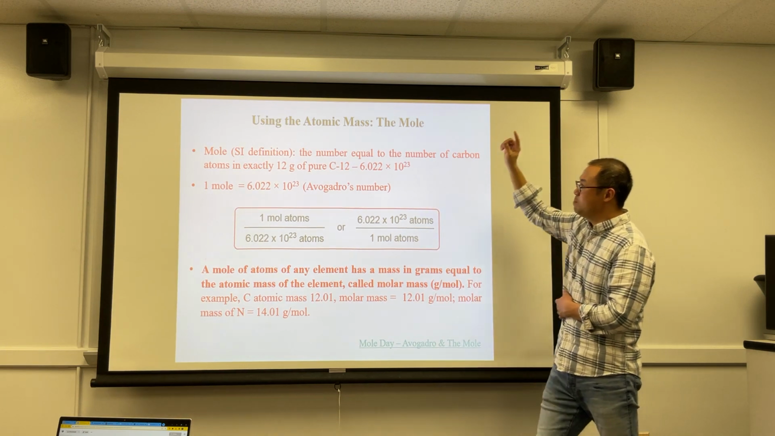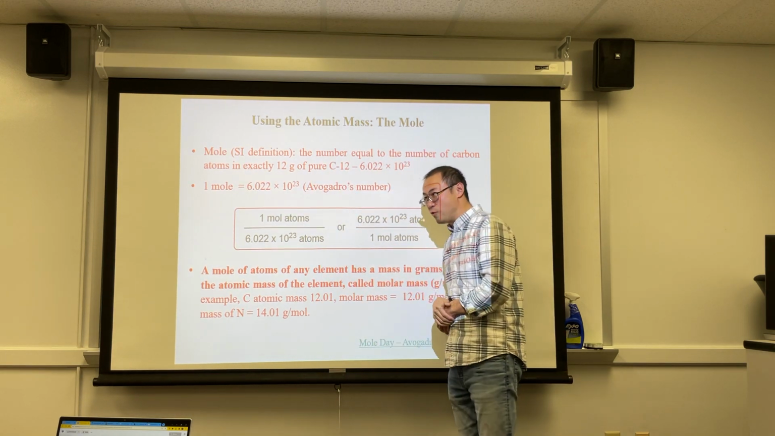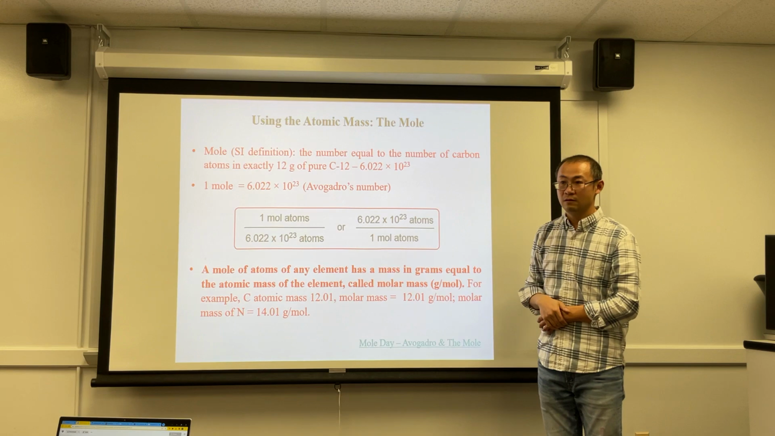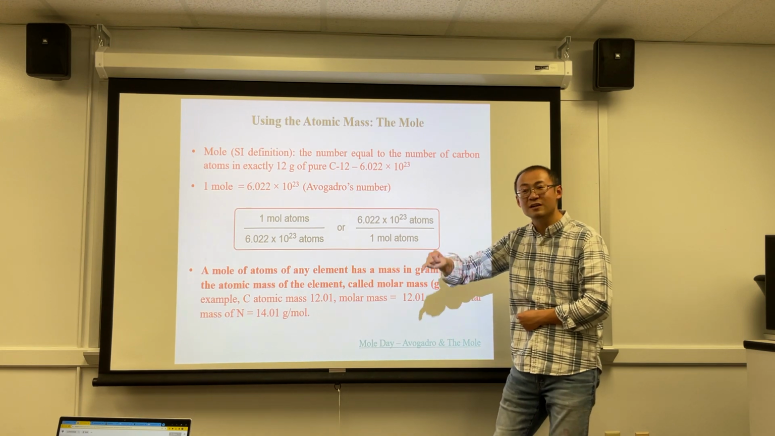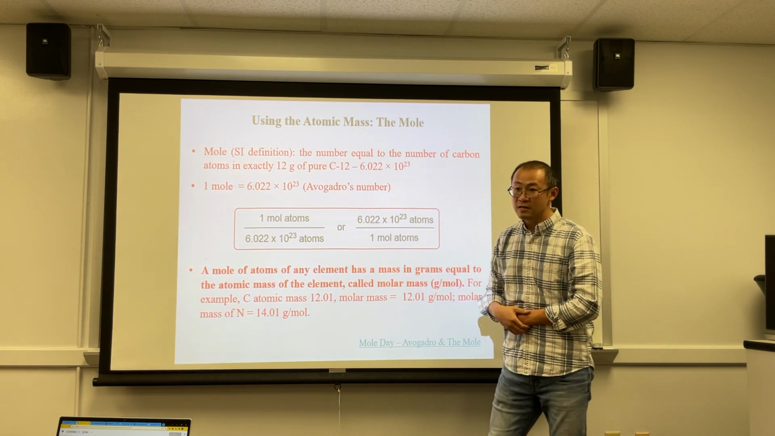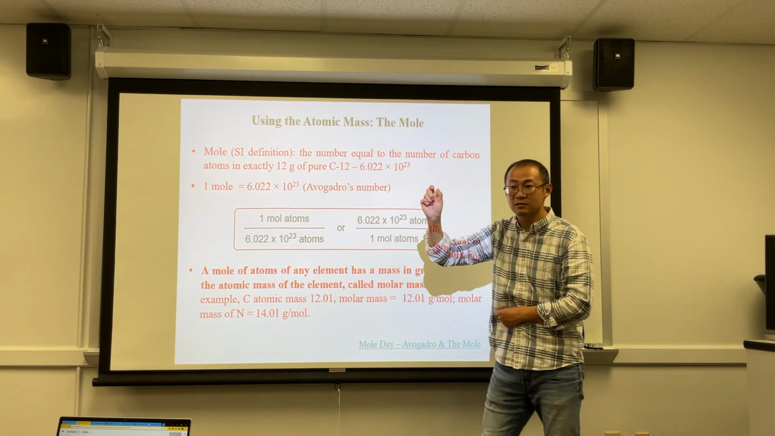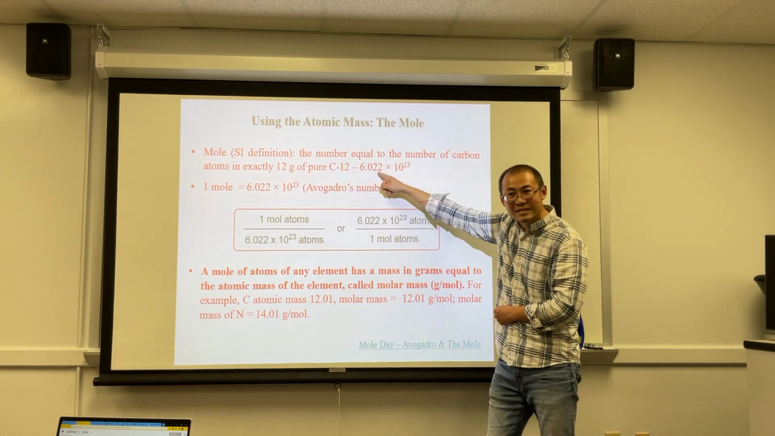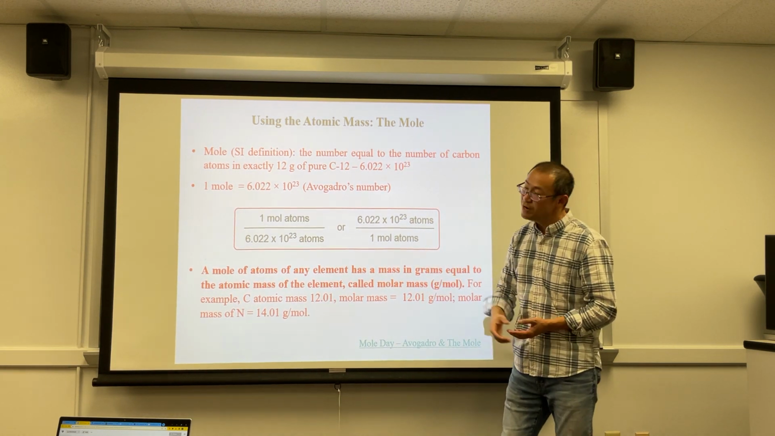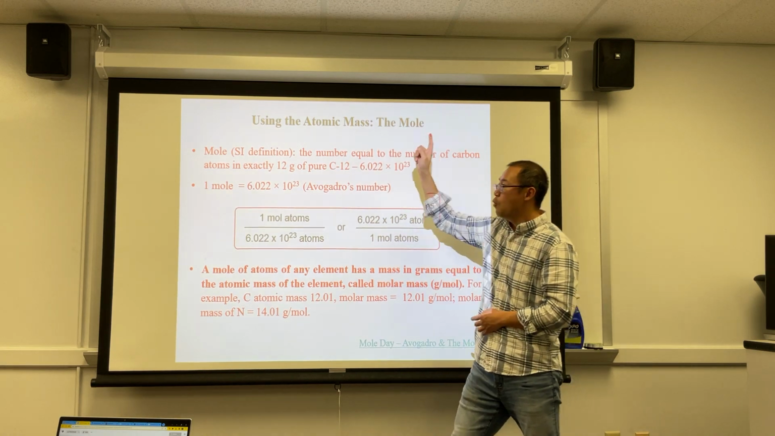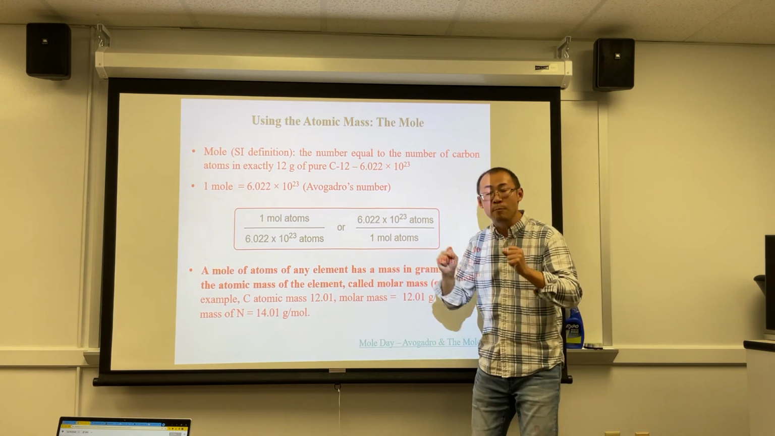It is the number of carbon atoms in exactly 12 grams of carbon-12. What is carbon-12? The isotope with six protons and six neutrons. If you have 12 grams of it and you count the atoms, you will find the number of atoms is 6.02 times 10 to the 23rd. That is where this number came from, and we define this number as one mole. Again, a mole is a number.